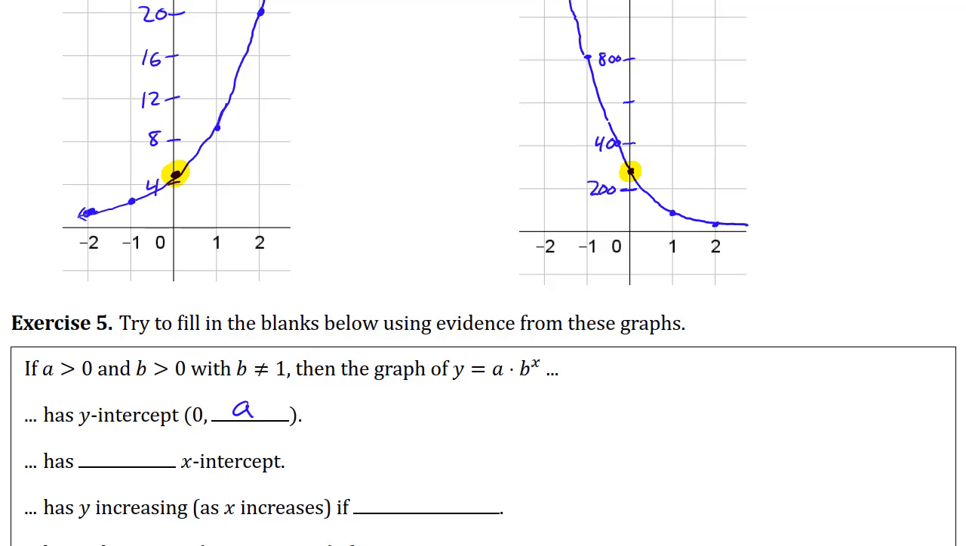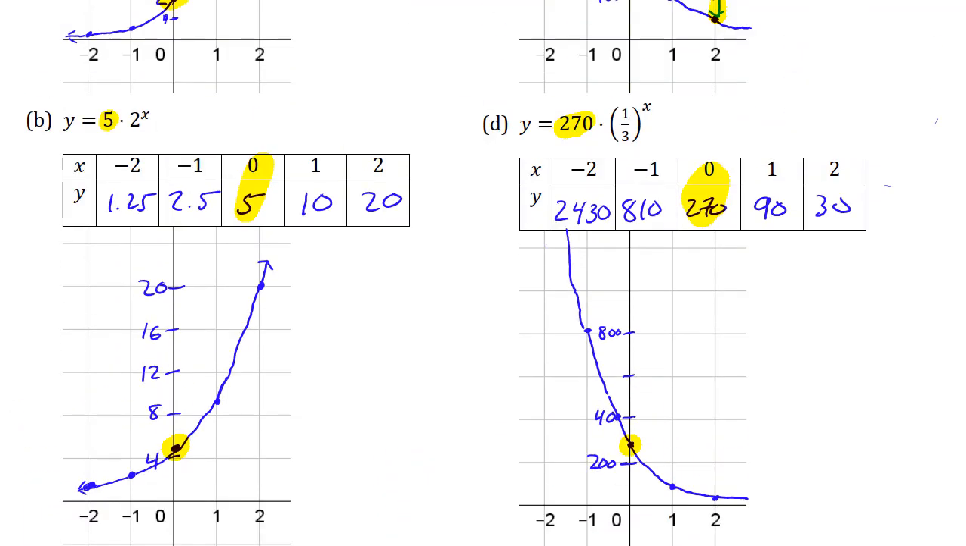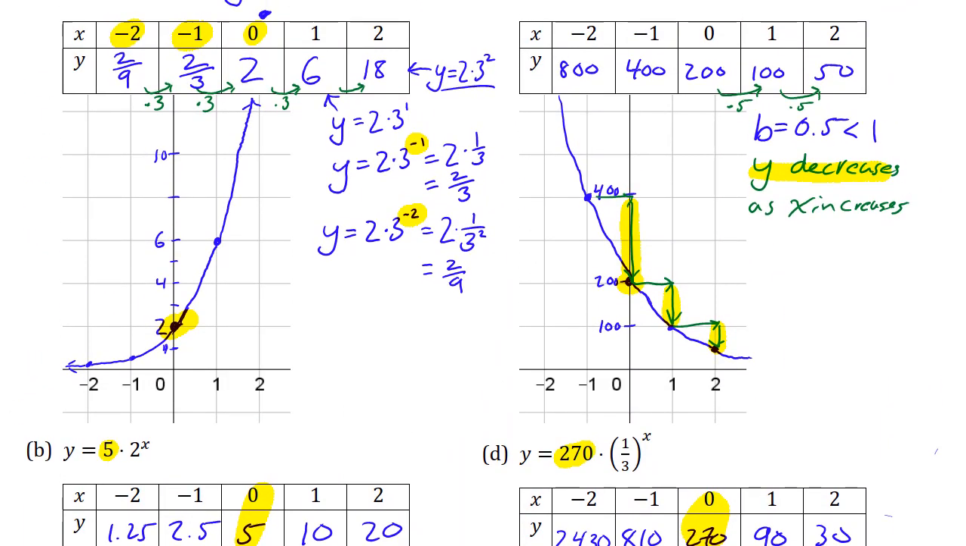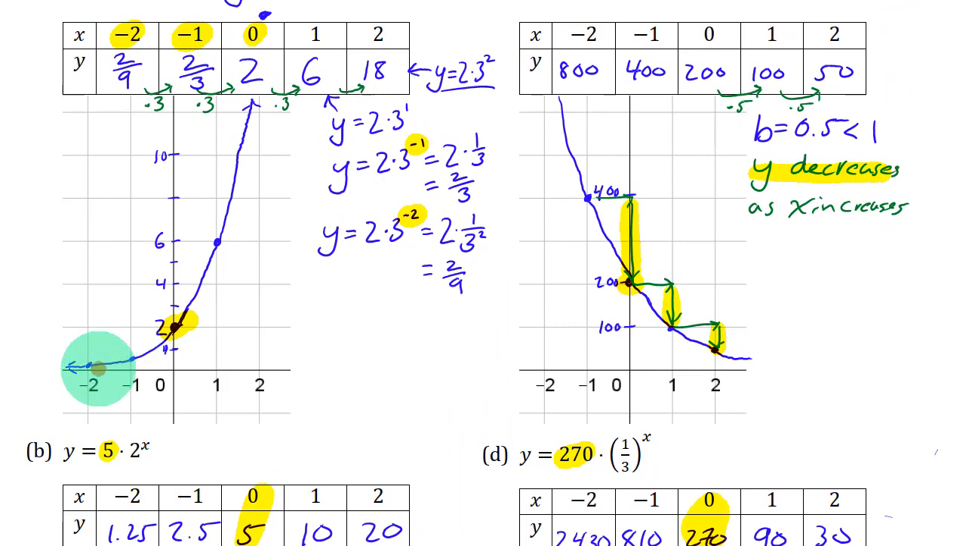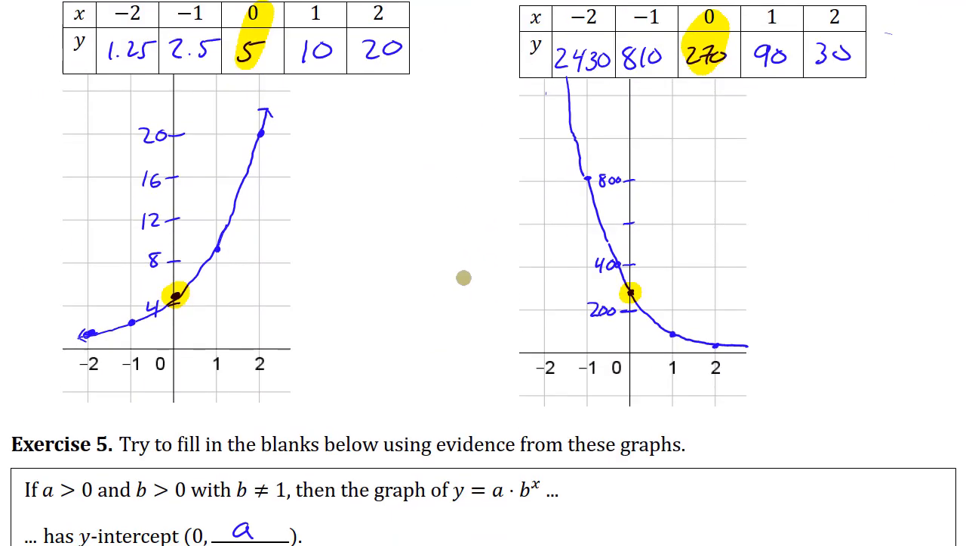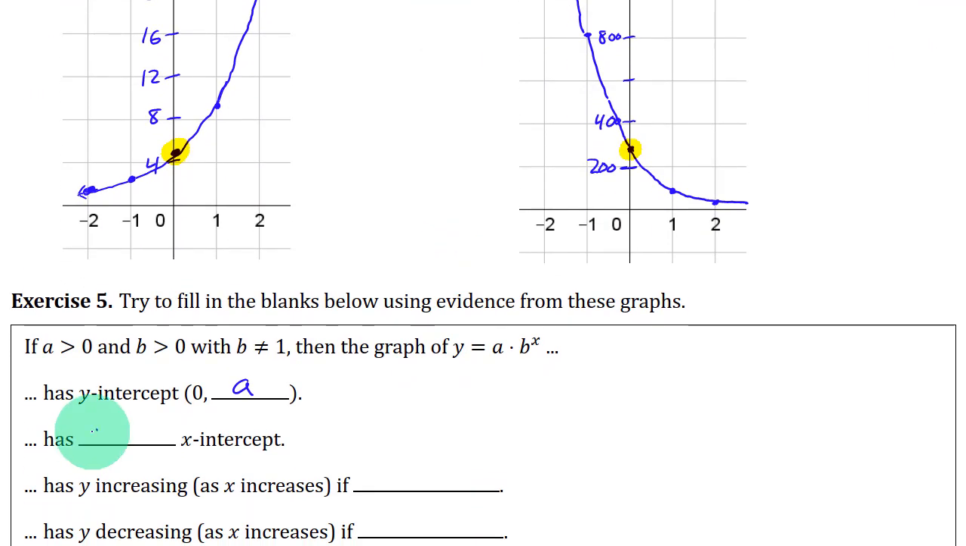Now, what about the x-intercept? Where are these graphs crossing the x-axis? It doesn't look like any of them are crossing the x-axis. It looks like sometimes you might get a pretty small fraction, like something close to 0 for your y-coordinate, but we're never actually getting a y-coordinate of exactly 0. So it looks like they have no x-intercepts.